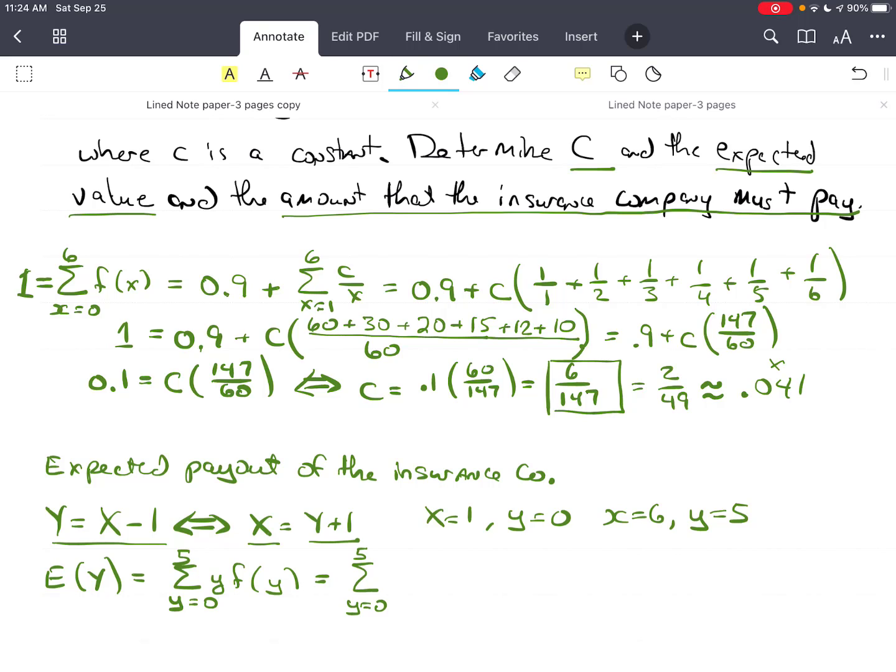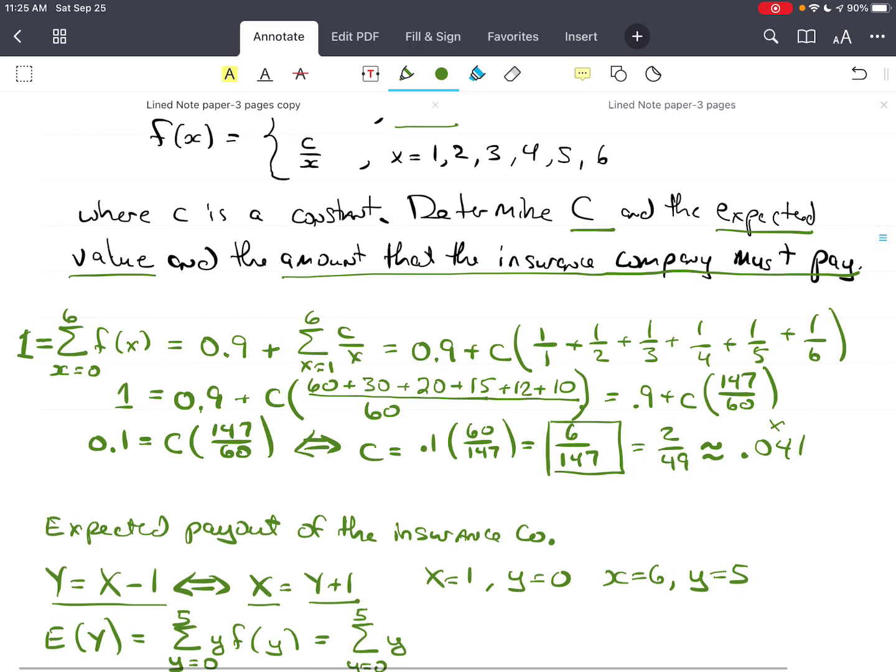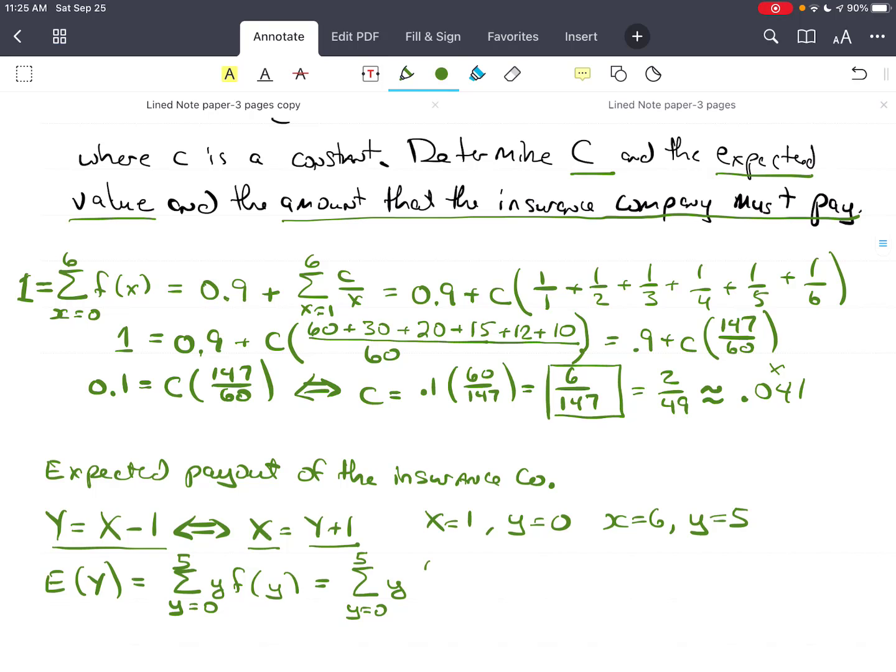Y equals 0. I have y. And then my PMF here with c is going to be 6 over 147x. So this is c, 6 over 147 times 1 over, but x gets replaced with y plus 1. Now 6 over 147 is a constant, so I can pull it out to the front of the summation. 6 over 147 times the sum of y over y plus 1, y equals 0 to 5.